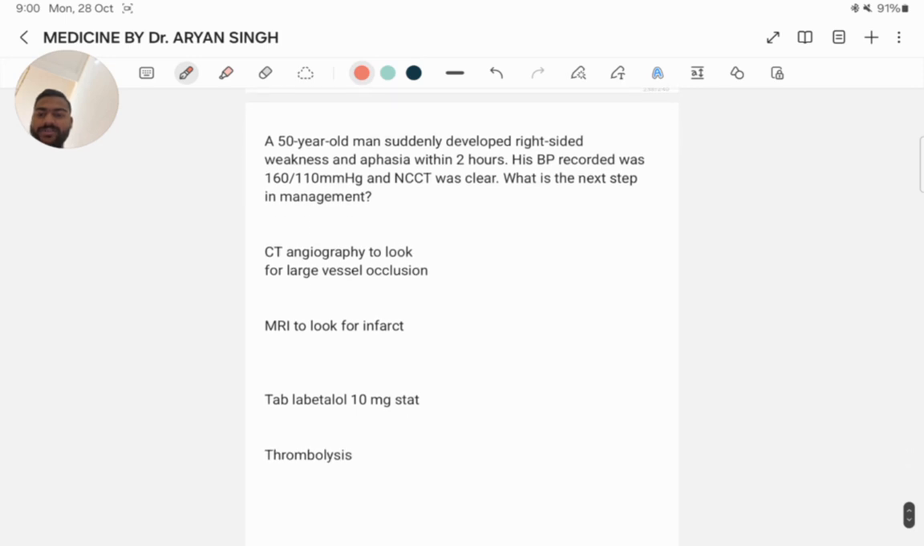Next question. A 50-year-old man suddenly developed right-sided weakness and aphasia within 2 hours. His BP recorded was 160 by 110 mmHg and NCCT was clear. What is the next step in management? The correct answer is CT angiography to look for large vessel occlusion. NCCT and CT angiography must be done concurrently during stroke evaluation, because the features of hemiplegia and aphasia with a clear NCCT suggest acute ischemic stroke and proximal large vessel occlusion. Therefore, the patient should be taken up for CT angiography.